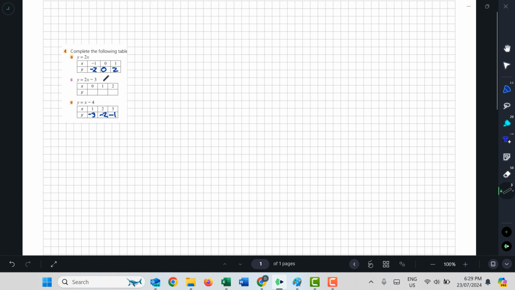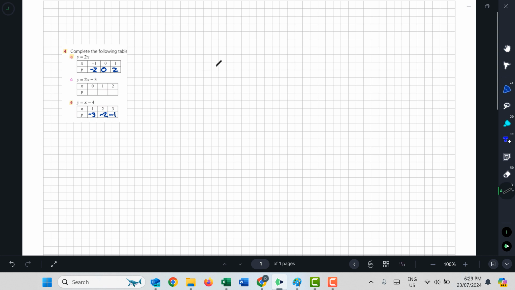For y equals 2x, you just got to double x, because that's what 2 times x means. 2 times minus 1 is minus 2. 2 times 0 is 0. 2 times 1 is 2. That's how you get your y values. And for this bottom one, it's just taking 4 from the x value. Should be fairly straightforward. Now we're going to make our axes.